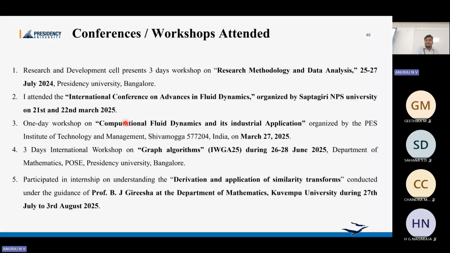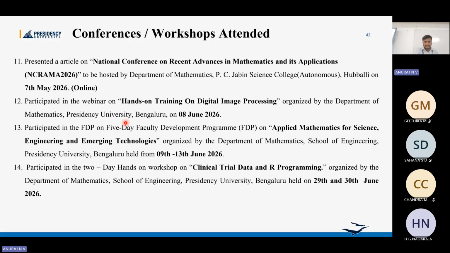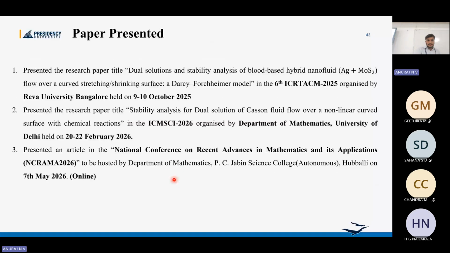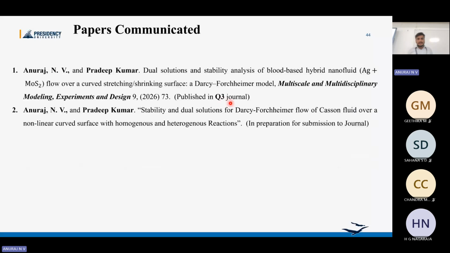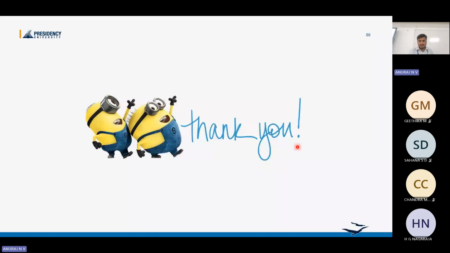And these are the conferences and workshops I attended. This year I attended two conferences, and these are the papers presented in the conferences. One paper is published, and one more is in preparation for submission to the journal, which we are also working on. And these are the references I referred. Thank you. If you have any questions, you can ask.